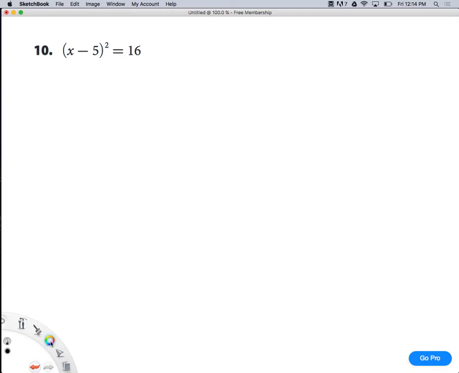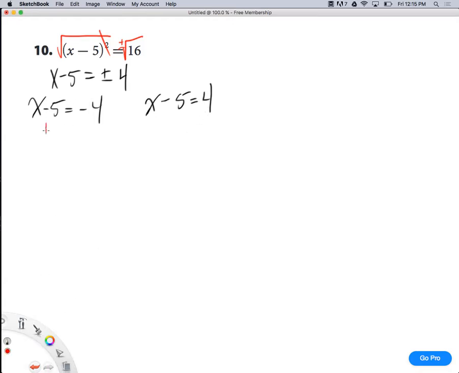Okay, and so that's exactly what I'll do. Square root both sides. And then I have to remember the plus or minus. That cancels out. I'm left with x minus 5 equals plus or minus square root of 16, which is 4. Once I've got that, I go ahead and separate them into two equations. X minus 5 equals negative 4. X minus 5 equals positive 4. Then I add 5 to both sides of both equations. And I have my solution: x equals 1 and x equals 9.